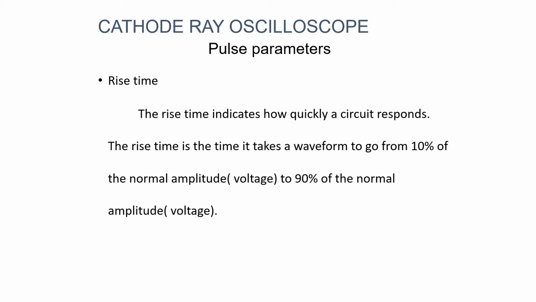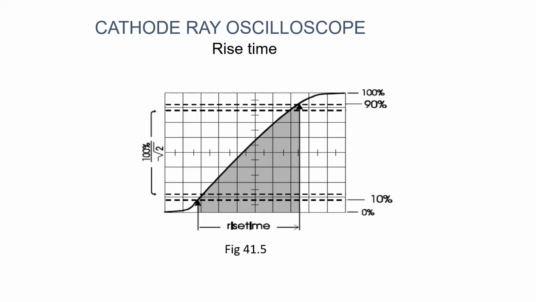So here you can see the rise time indicates how quickly a circuit responds. The rise time is the time it takes for a waveform to go from 10% of the normal amplitude to 90% of the normal amplitude. So you can see, this is the rise time. If you want to observe the rise time and fall time of a pulse, you have to use a CRO with a big bandwidth specification so that you can easily observe the rise time and fall time.